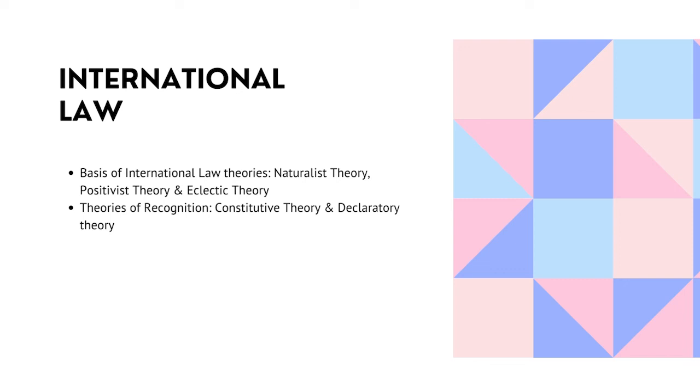Next one is theories of recognition. So theories of recognition, as you know, form an important part of international law. So under this also we have got two theories. So also just go through them and understand their relevance and try to know what the difference between them is, right? So this is it for the international law.